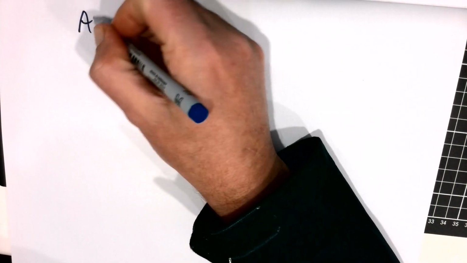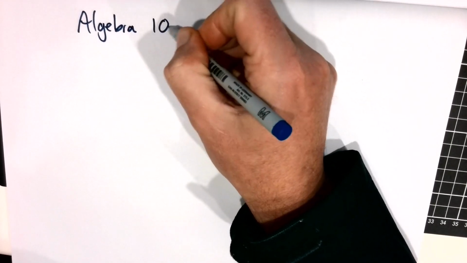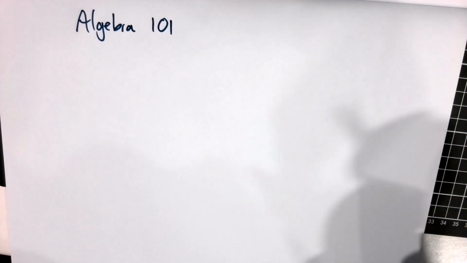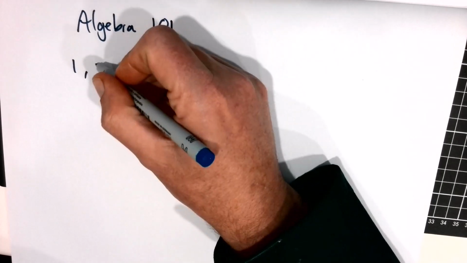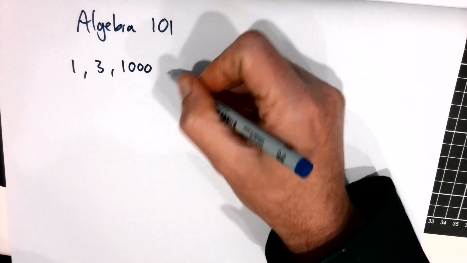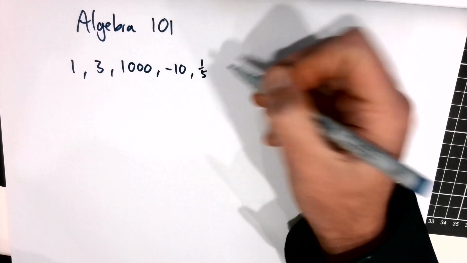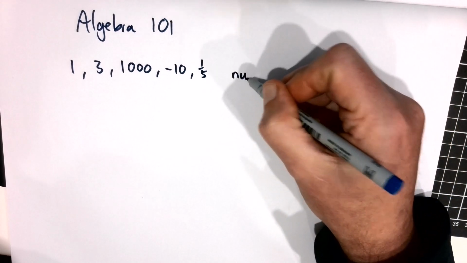Hi everyone, let's have a look at Algebra 101. What we're going to do is go through a bunch of different terminology, names for things. So you're already familiar with things like 1, 3, 1000, minus 10, 1/5. All of those things we can collectively call numerals.